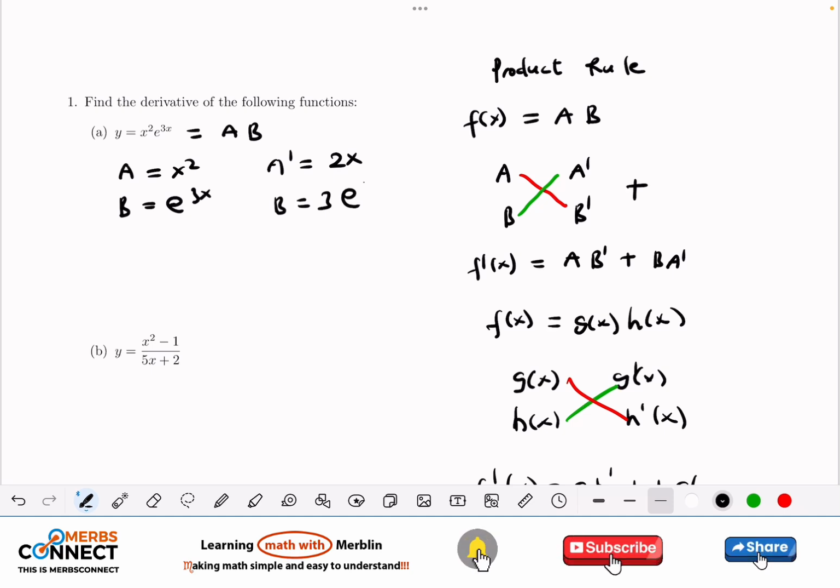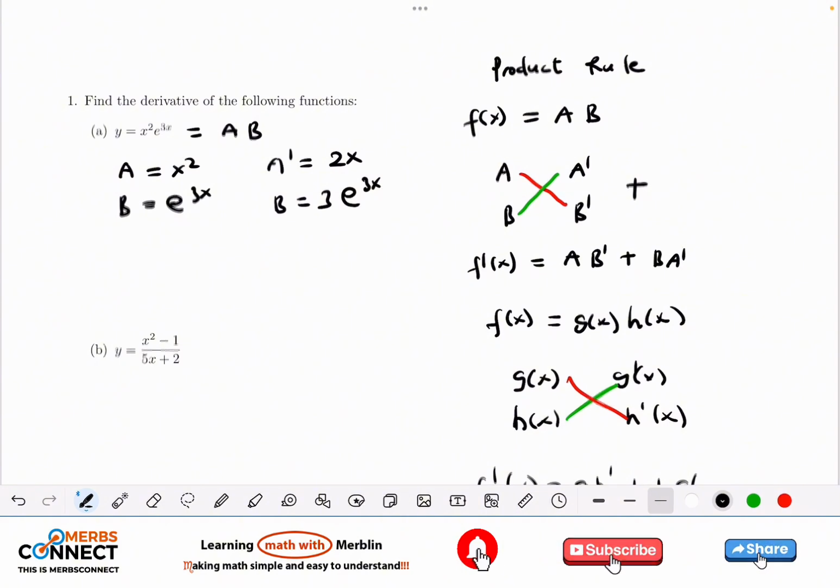But in other words, to differentiate this, I will differentiate the top. When I differentiate 3x, I'll just get 3, then I'll use it to multiply what is here. So that's what I'm going to get.